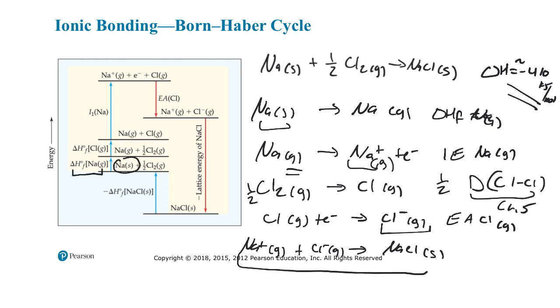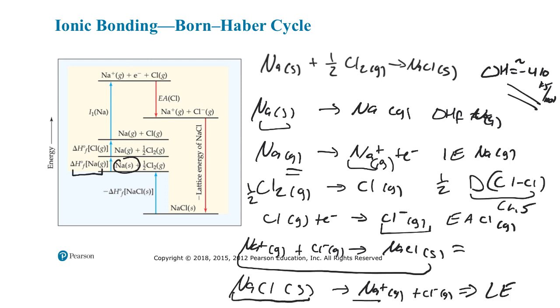Now this reaction here is an important one. We would call the reverse of this reaction, if we look at the reverse reaction of sodium solid converting into its gaseous ions, this reaction here is defining what we call the lattice energy. So the lattice energy of sodium chloride is the energy it takes to take a mole of the ionic compound and separate it into its gaseous ions. So this reaction here ends up being the lattice energy but backwards. So this reaction here is minus the lattice energy.